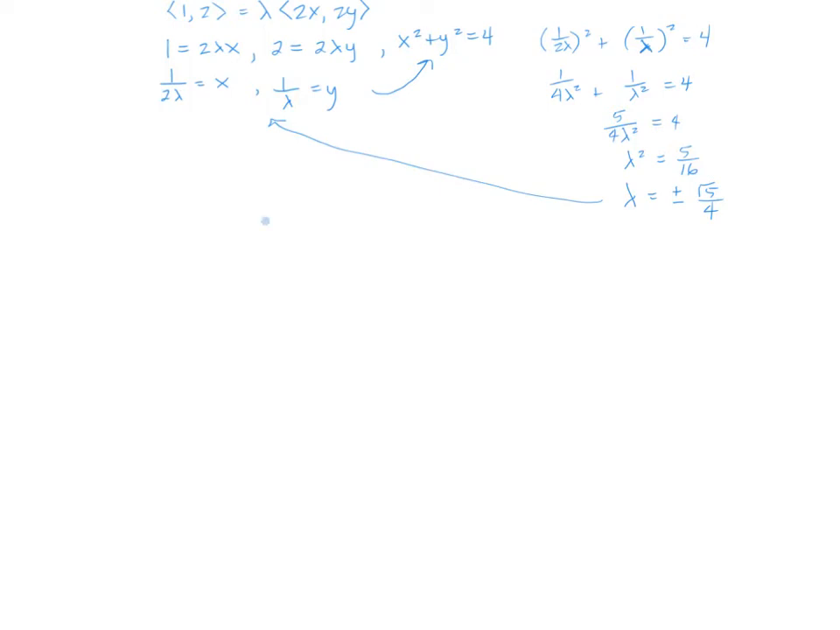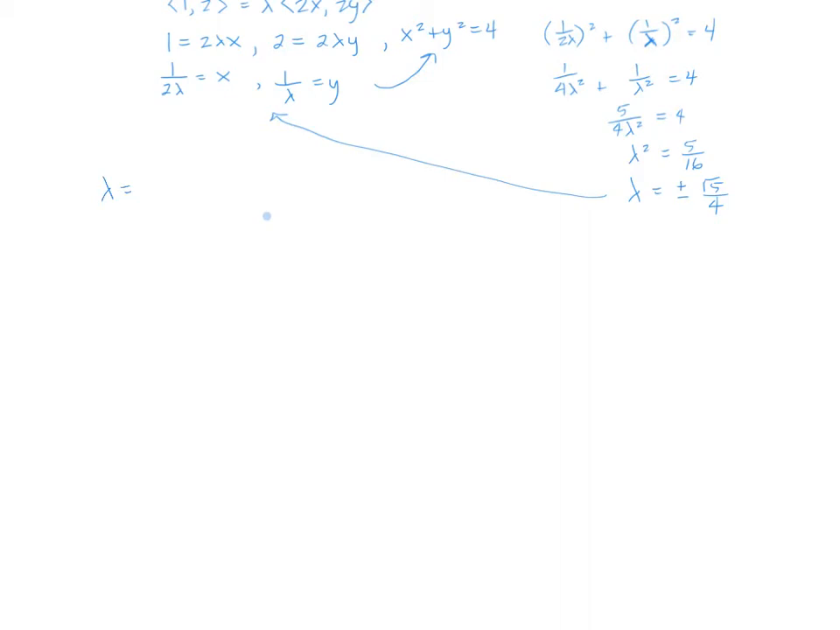So let's say I'm looking at lambda equal to the positive square root of 5 over 4. Then that's going to correspond to an x value of 2 over the square root of 5 and a y value of 4 over the square root of 5, and no need to rationalize. So that point, 2 over the square root of 5, 4 over the square root of 5, is a critical point.